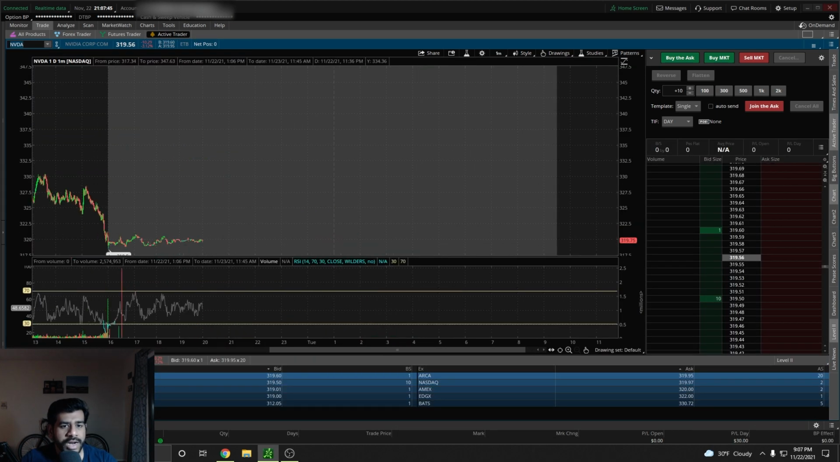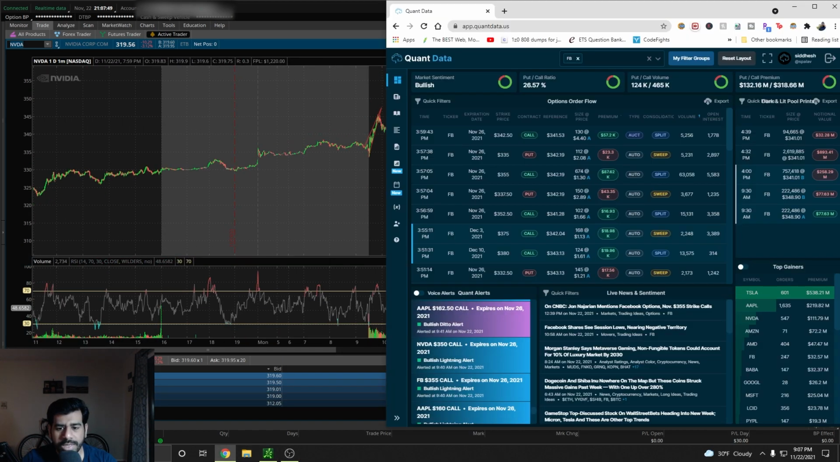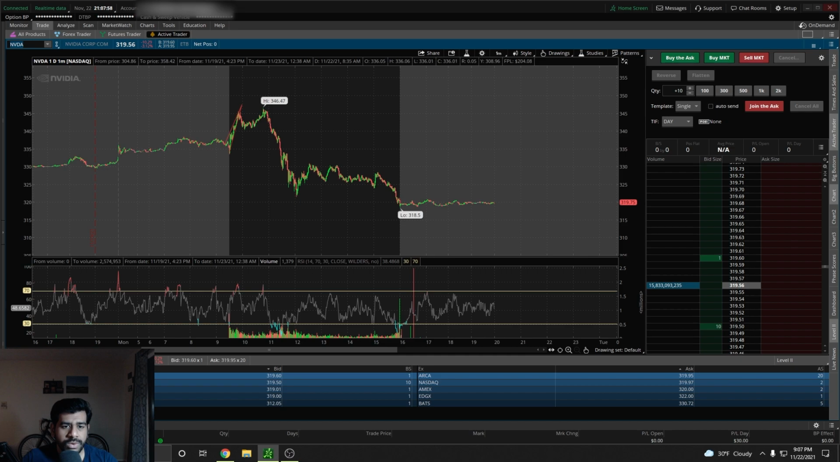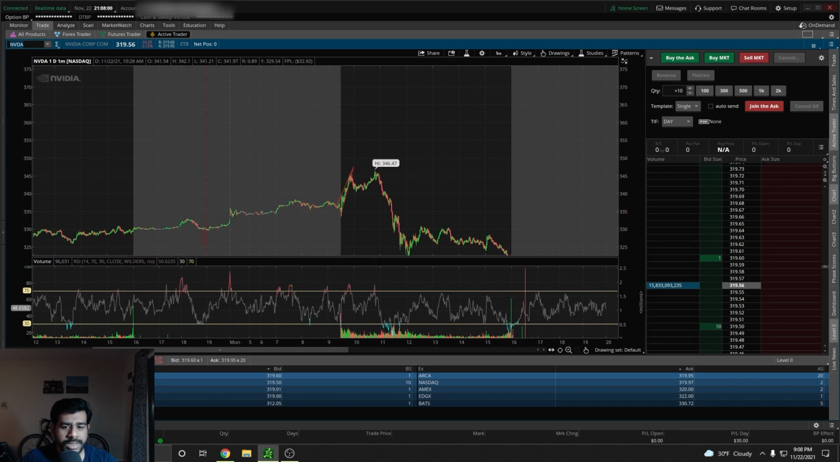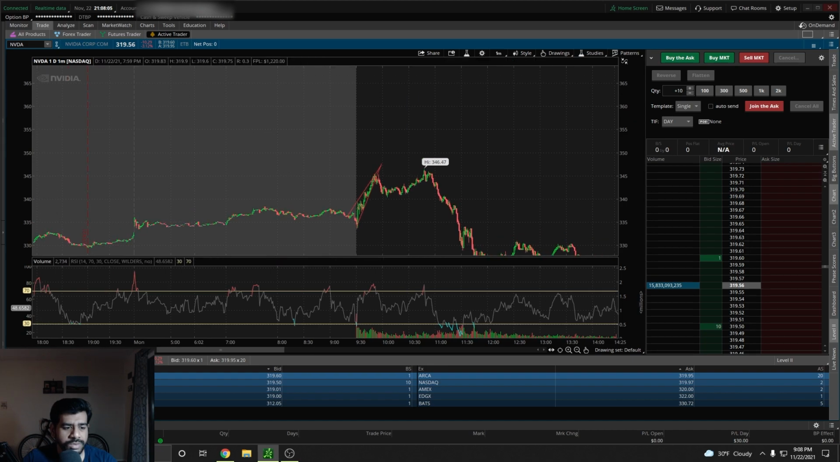The next trade that I took was on Nvidia. Quant Data sent an alert within the same time frame as the Facebook call. So I took a trade here. Same situation over here, like Facebook, a rising bullish wedge action.